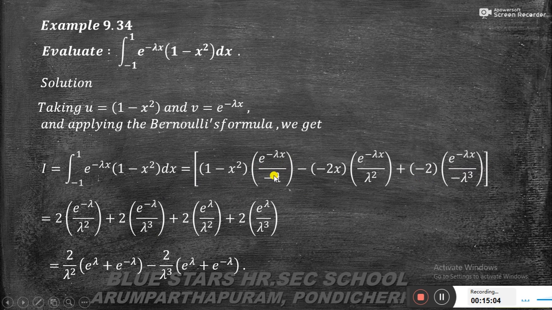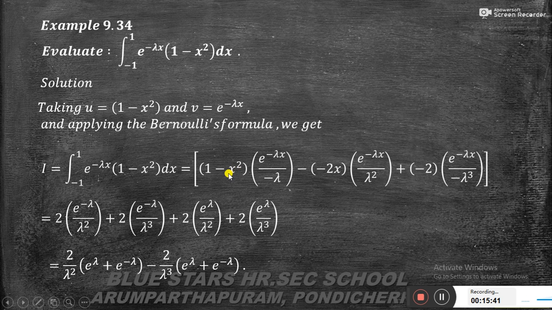So therefore here you see: 1 minus x square into e power minus lambda x by minus lambda, minus into minus plus 2x into e power minus lambda x by lambda square, plus into minus, there is a minus into minus, plus 2 into e power minus lambda x by lambda cube. Now you substitute the limits minus 1 to plus 1. First I substitute the upper limit, upper limit means here x equal to 1. So I substitute x equal to 1, which means the first term is 0.